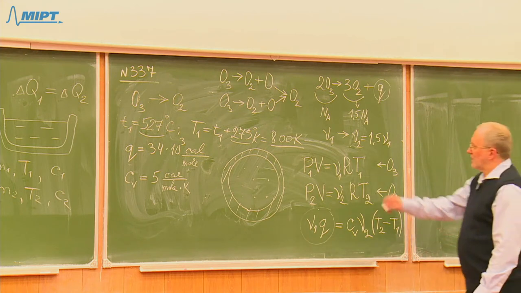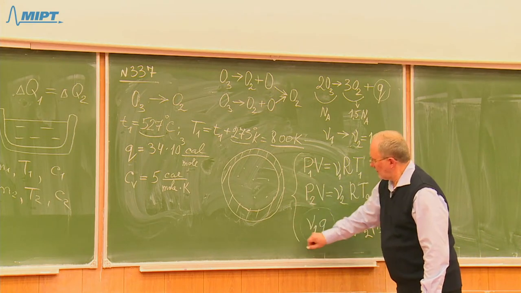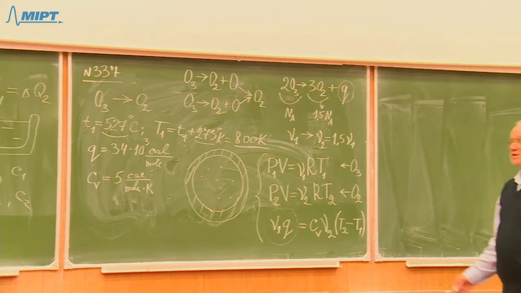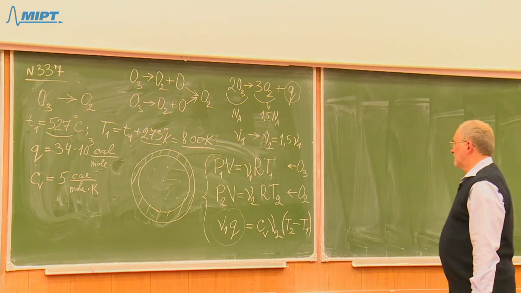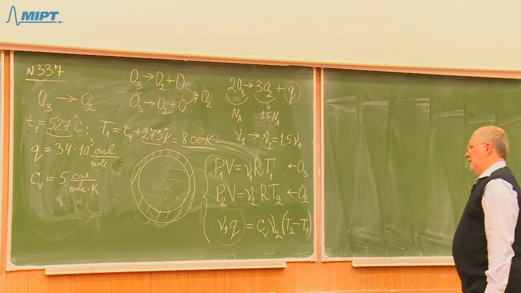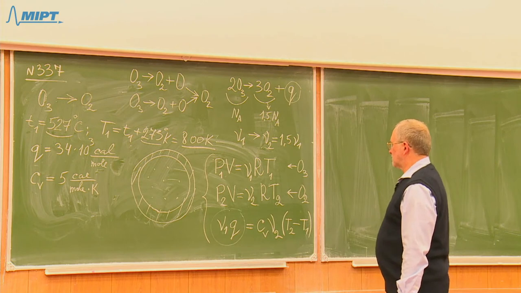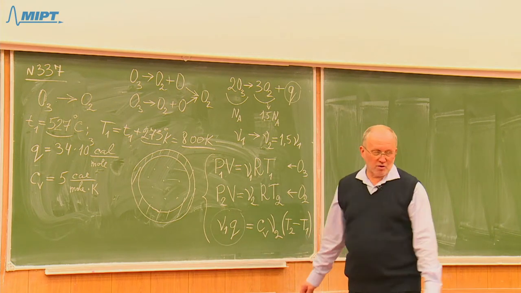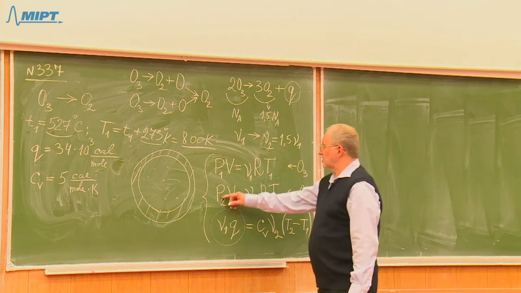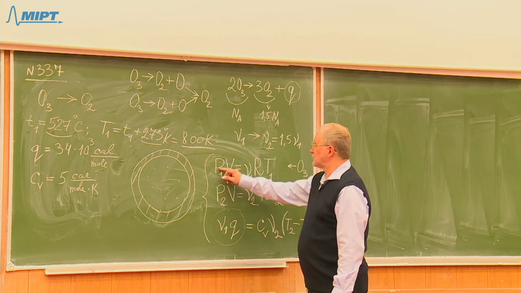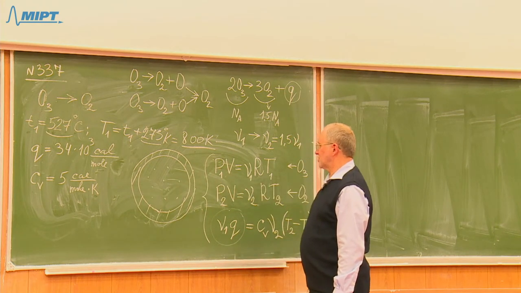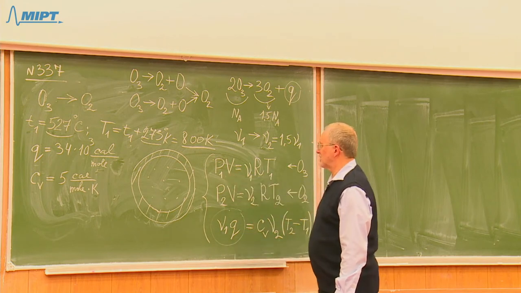That is, we have three equations which describe the laws of physics which can be applied in this particular problem. And from these three equations, everything must be solvable. What do we need to know in this problem? We need to know what was the change in pressure. The problem says, what is the change in pressure inside the vessel? So how much is the pressure changed, by how many times?